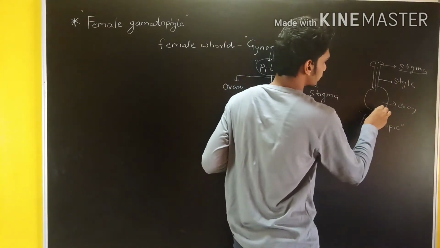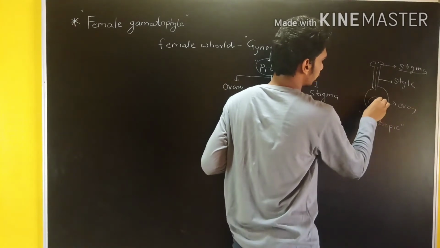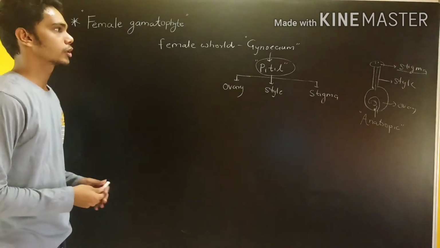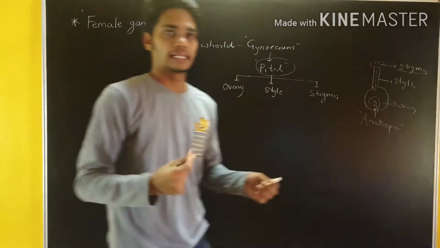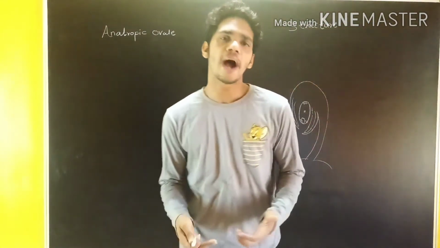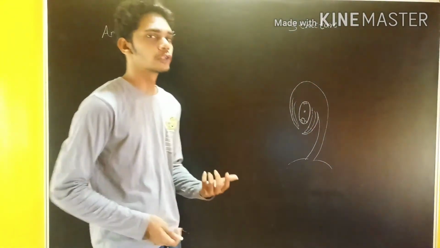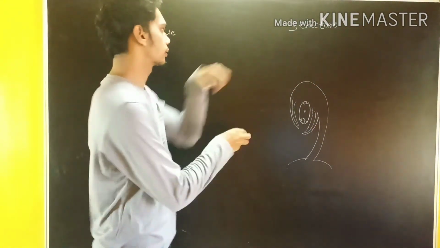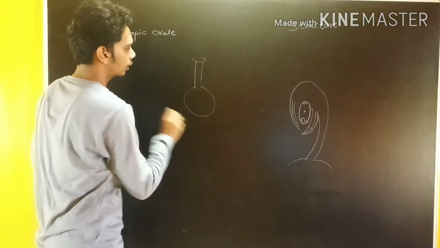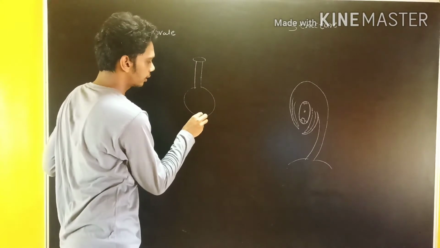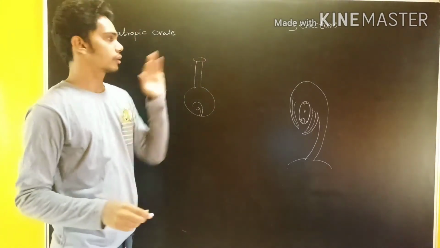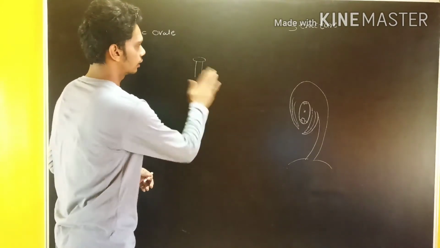It looks like this. We will study it in a detailed manner over here. So let's study about the anatropous ovule. What is an anatropous ovule? The structure of the anatropous ovule. First, why is it called anatropous ovule? Because the structure is like this. In the pistil, this ovule is situated here like this. That's why it's called anatropous in nature.